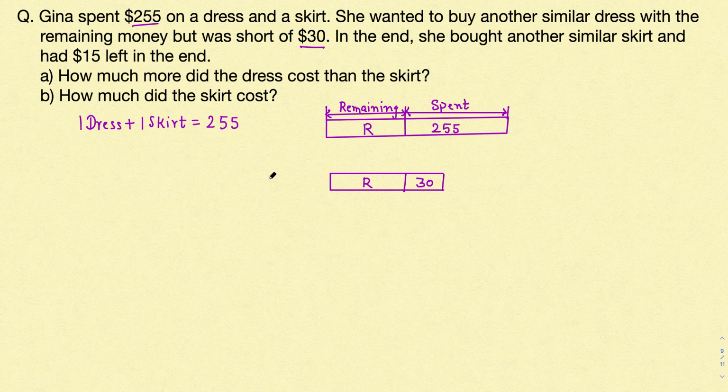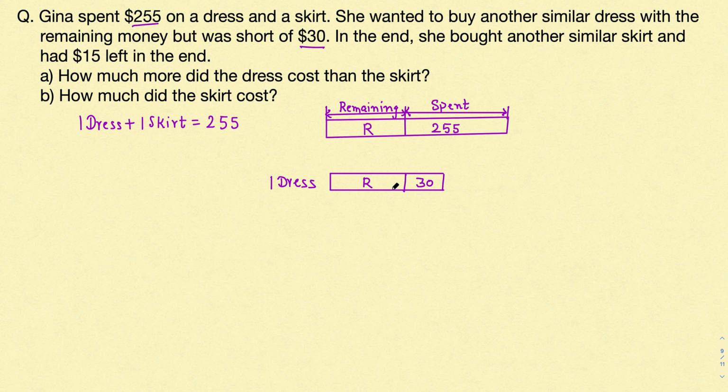So that's one dress. Now how about the cost of the skirt, right? See, at the end she was able to buy a skirt actually, and she was still left with $15. That also tells us that the cost of the skirt was less than the remaining amount of money, right? That's why even after buying the skirt, she was still left with $15.